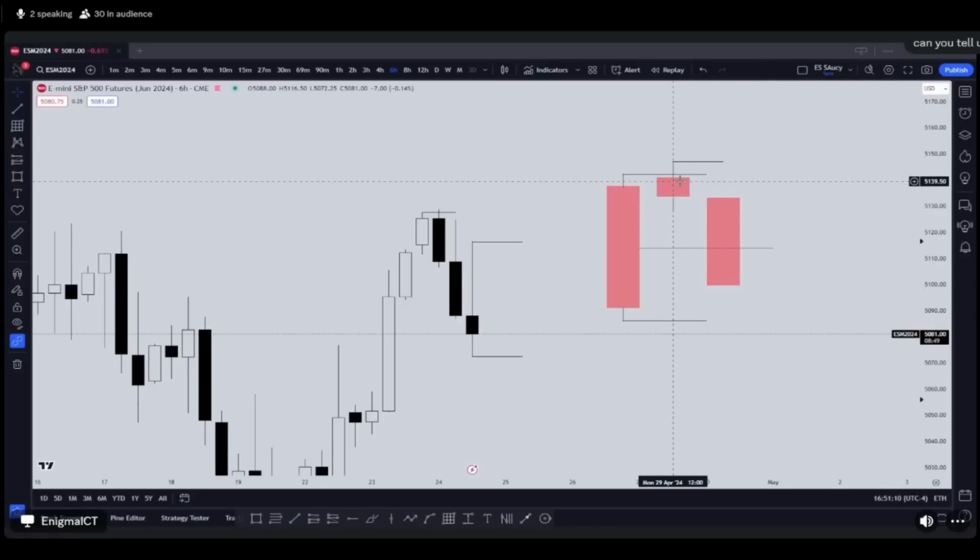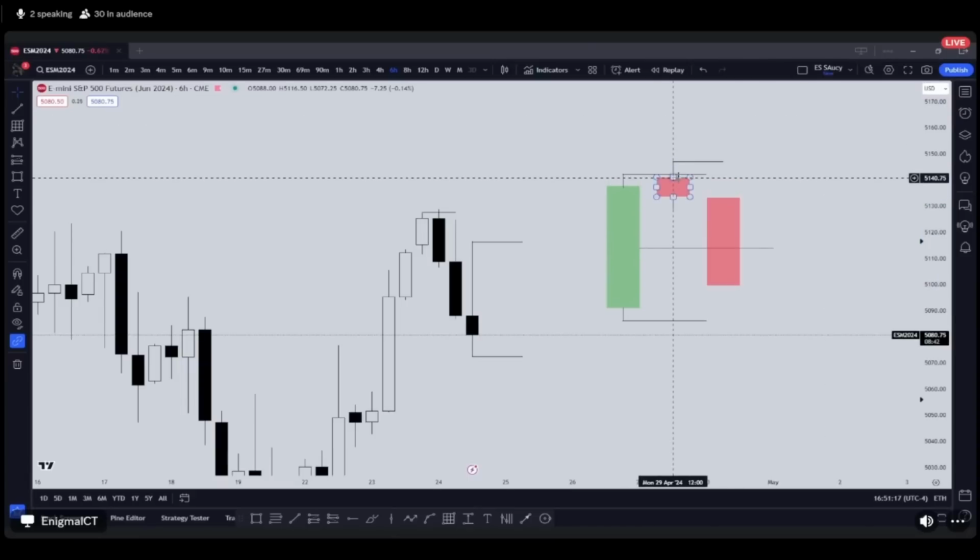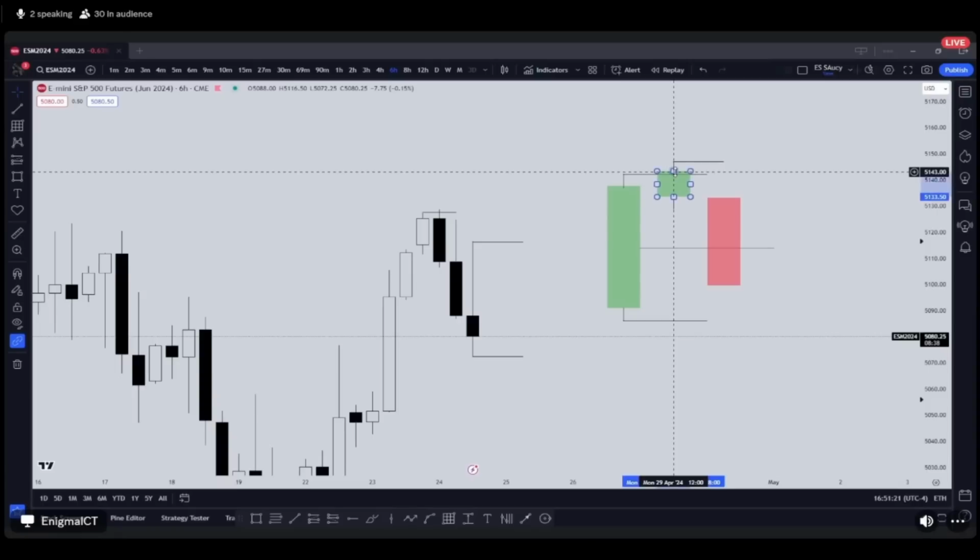Right? I'll give you guys a little tip, right? Let's just say, let's change the color. Let's say this is a bullish candle. And this is bullish as well.